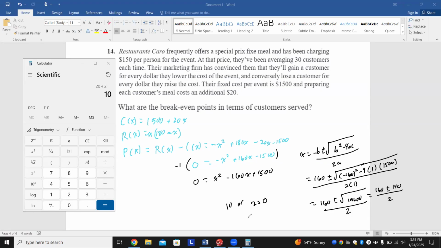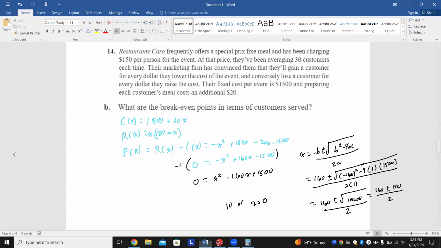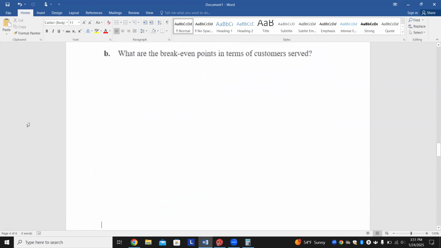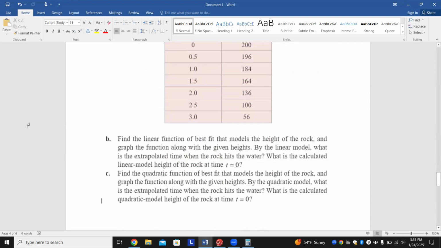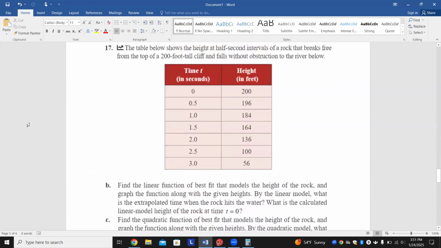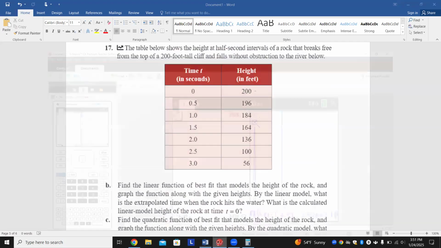All righty. All right, let's see. So let's see if there's another type. I think there is. Oh, yeah. There's like these next two are pretty much the same. You're given a table and you're asked to find linear and quadratic. So I'm going to reference page 17, but I'm going to be in the calculator.